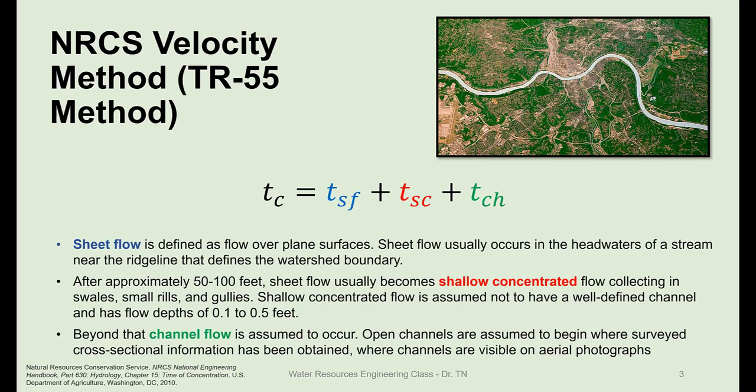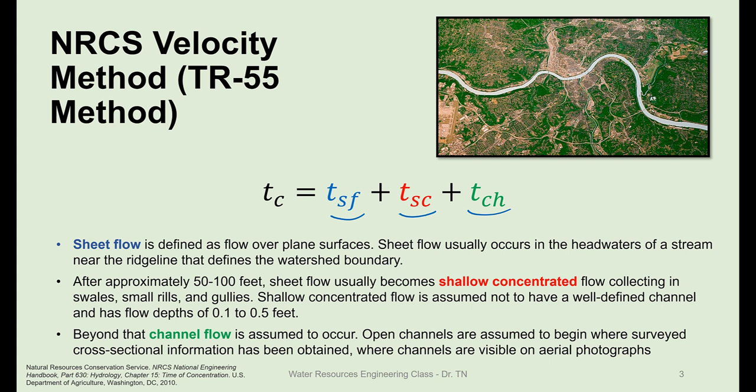Okay, so I want to introduce you to the NRCS velocity method, or the TR-55 method. This method tells you that time of concentration can be divided into three different times. The blue one over here is called sheet flow time, and then you have shallow concentrated flow time, and then you have channel flow time. In other words, this method defines three different flow regimes: sheet flow, shallow concentrated flow, and channel flow.